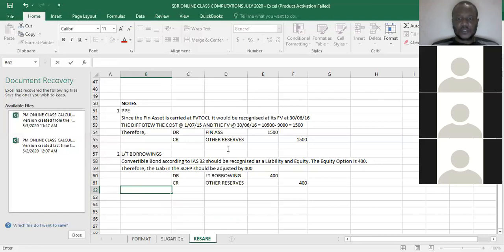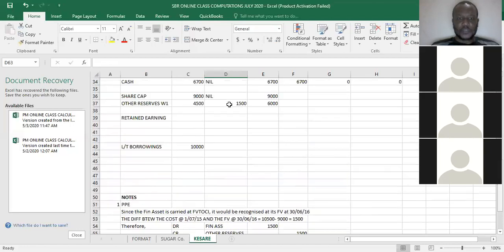So we're subtracting. So our adjustments now will be minus 400. And then it means that our other reserves, this one will still be plus 400. I hope it will be clear to us. Do you get what I'm saying? We're crediting other reserves, so we're adding 400 to that one. Everybody clear about that? You just say you're clear so that we can move on.